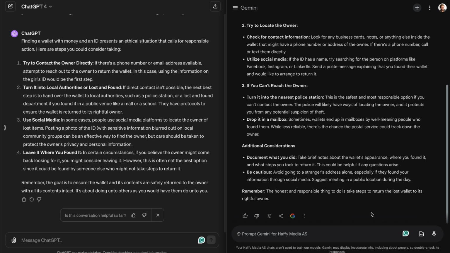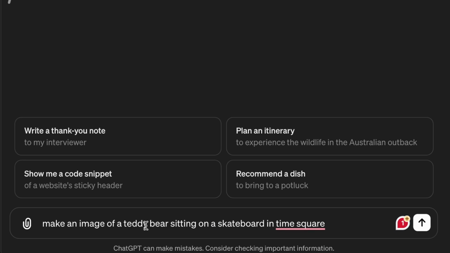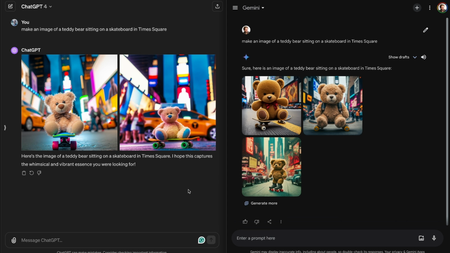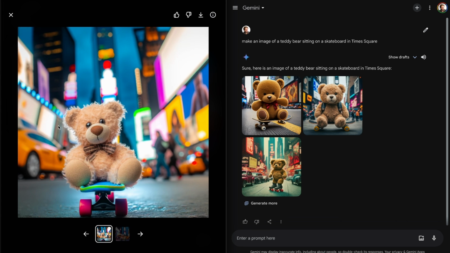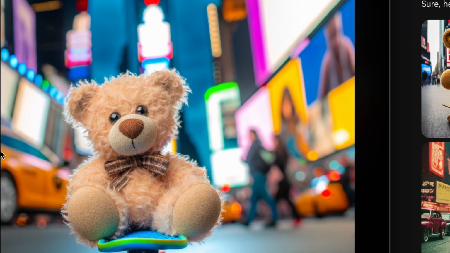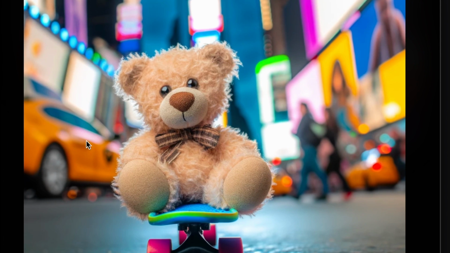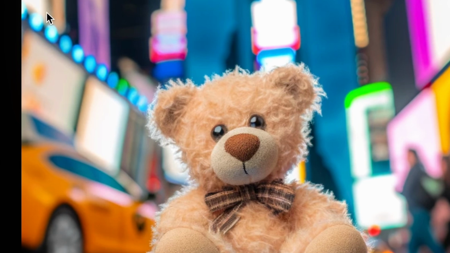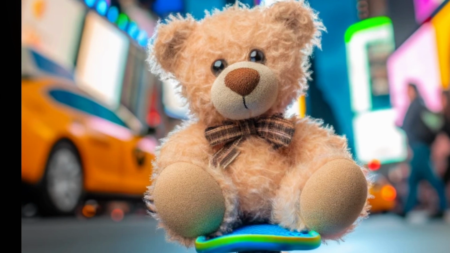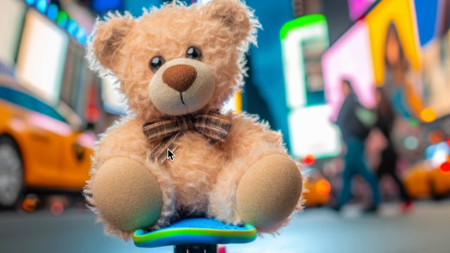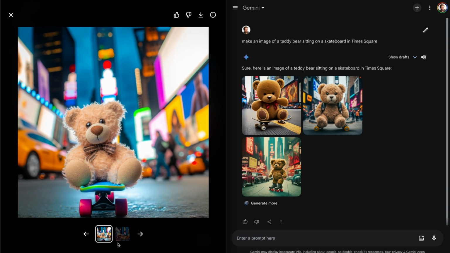Prompt number three, image generation. Make an image of a teddy bear sitting on a skateboard in Times Square. Here are the results. Let's check out ChatGPT first. It has a very nice feel to it. It even has some blur in the background and it looks like the perspective is all correct. Nice, all glossy, and the little bow tie as well, fur, skateboard. Yep, it looks really good.